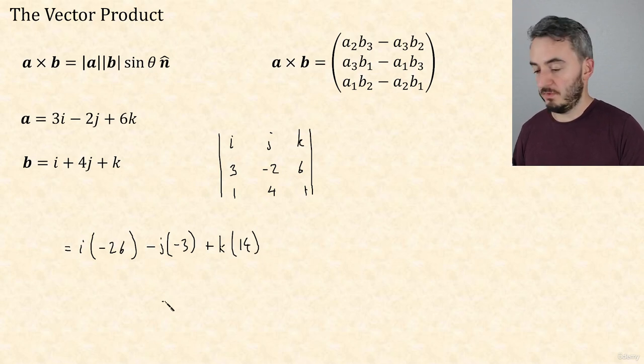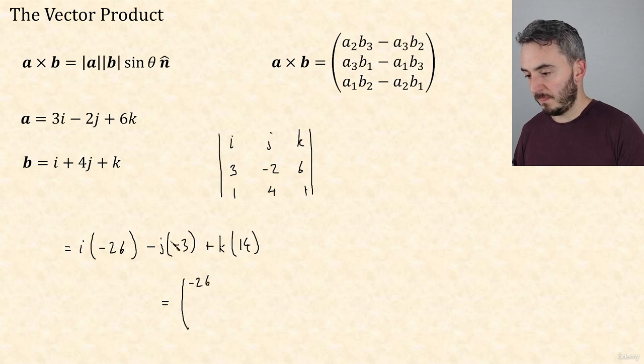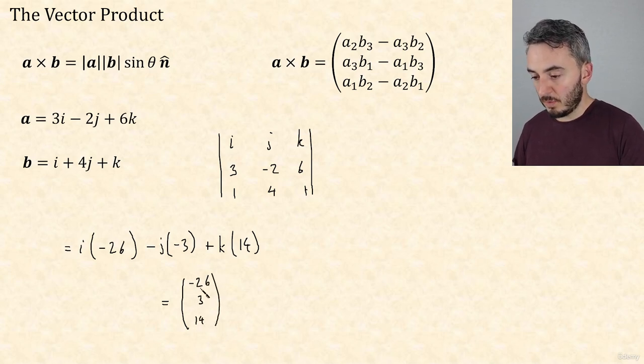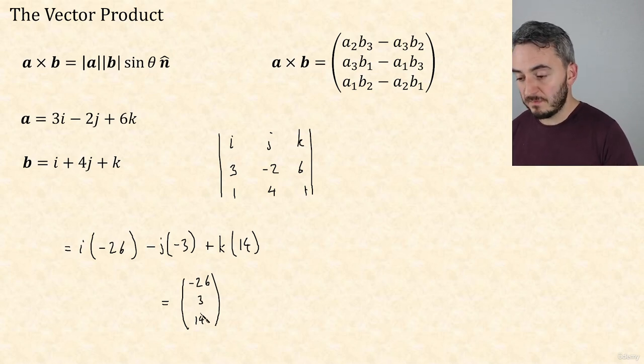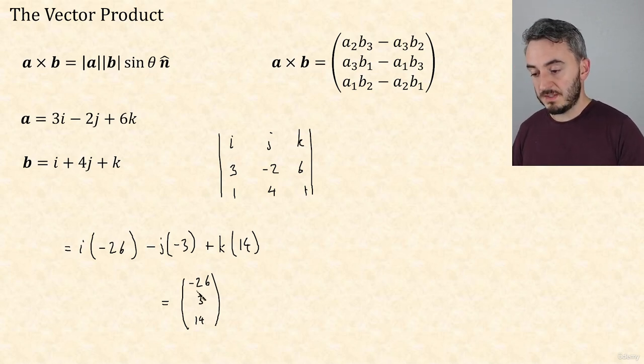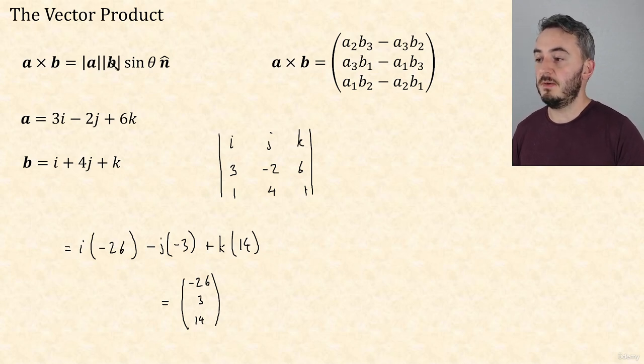I prefer column form. You can go with I's, J's and K's if you like, but I would write this as minus 26, minus minus 3, and 14. So what are the key facts about this vector that we found? Well, its magnitude is modulus of A times modulus of B times sine of the angle between them, and it's perpendicular to both A and B.